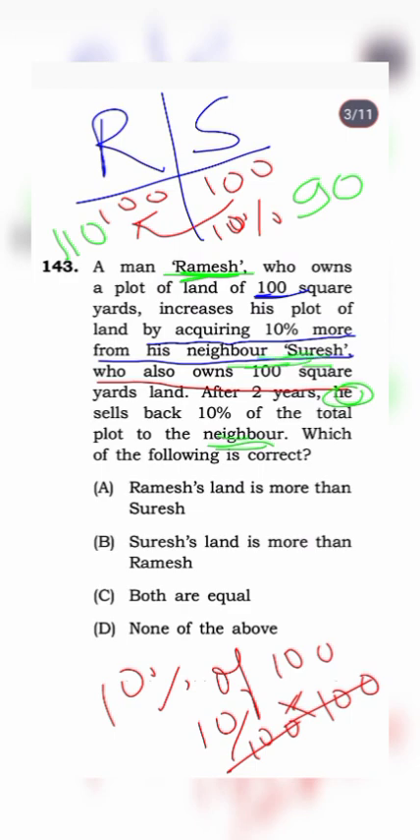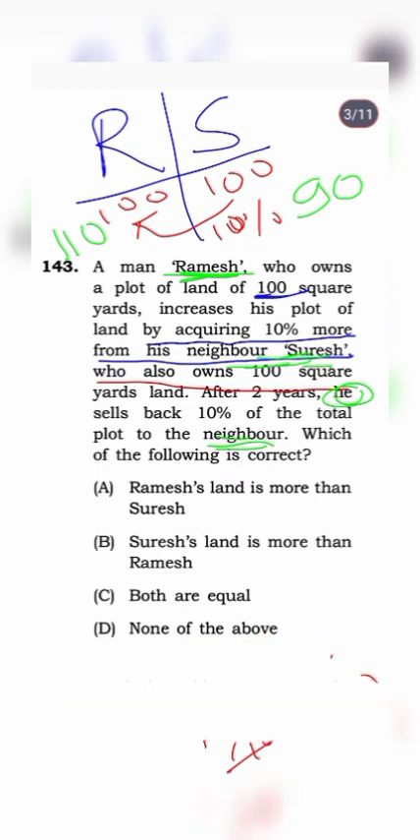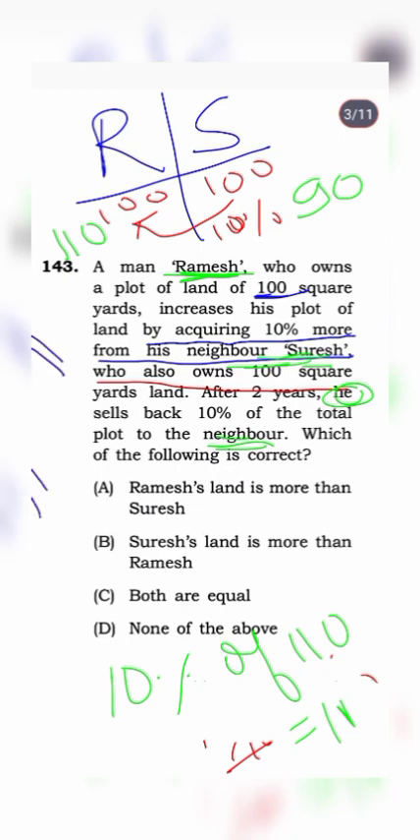Now we move further. 10% of 110, if you solve it, equals 11. So he sold back 11 yards of his 110 yards of land to Suresh. What is left with him is 99. Now we will move towards the final part of the question.